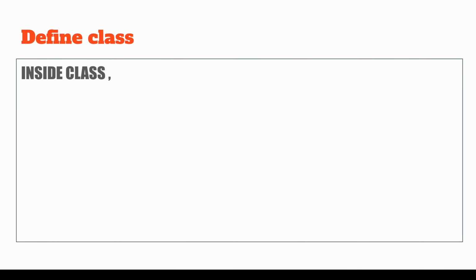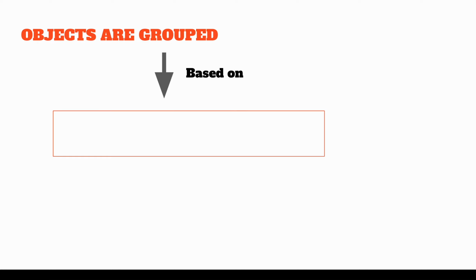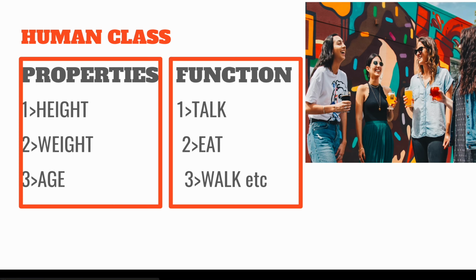Now, I have to define a class and have to tell what are the properties and function of a similar group of objects. Now, how can you group the objects? Tell me. Based on the same features and function. Am I right? Can you group human and cat? No. We can group I and you. Both are humans. So we belong to what? Human class. Same class. So our properties and function are same.